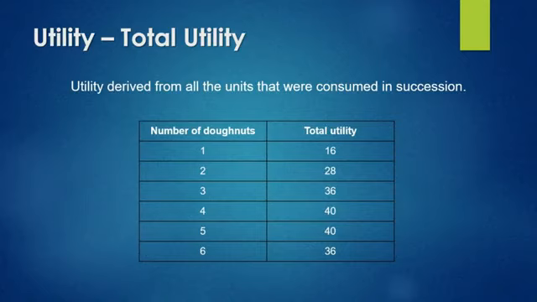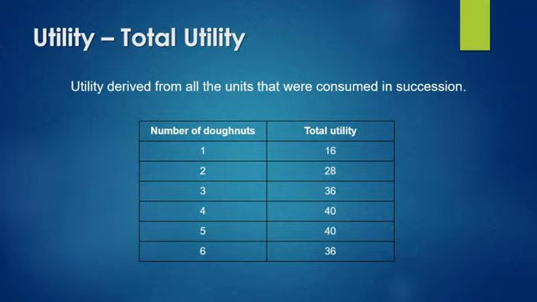So after the first donut, we have a utility of 16, that we are satisfied, we are happy. But now we see, okay, we still have some more donuts to eat. So we have a second donut. There, our utility for the second one is 28 units of utility. So it's added on to the 16 from our first unit.